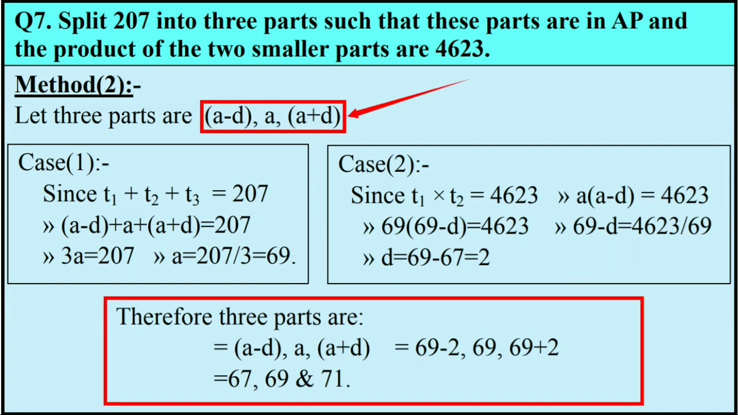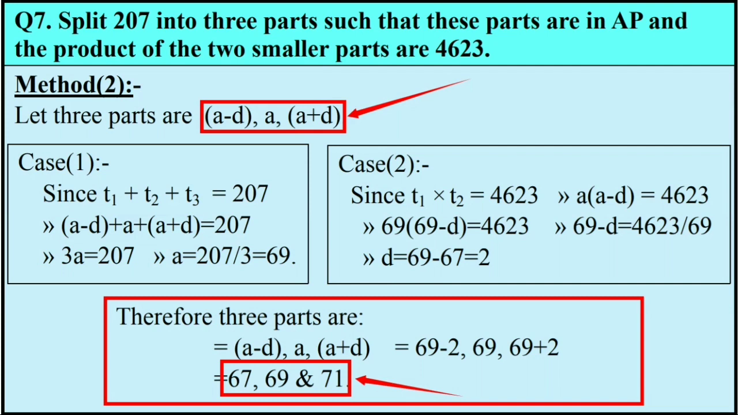Let's observe the third block. The value of a we get is 69 and the value of d we get is 2. In the third block we had to put the value of a and d back and get the terms of the AP. And finally we get these three terms: 67, 69 and 71.